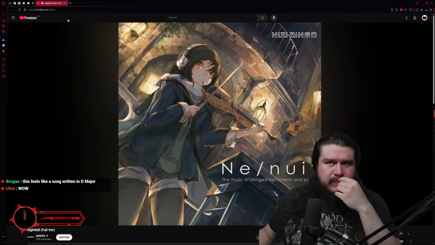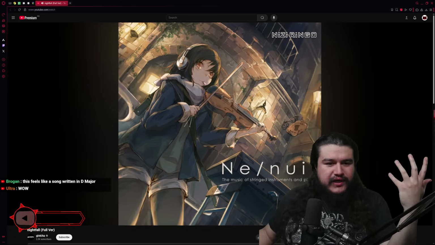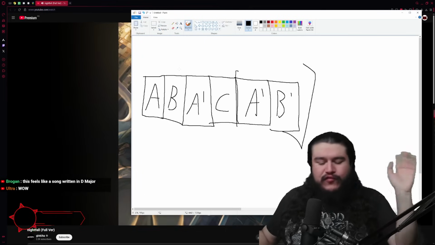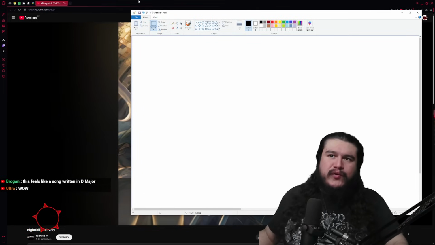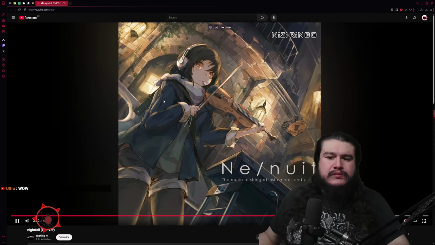So now it's the piano solo being in the middle. Violin solo again. So yeah, form-wise, I'm all over the place. I just wanted to point out the recapitulation. Very beautiful.